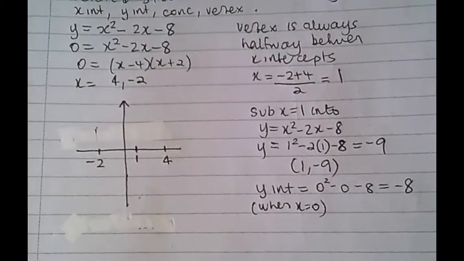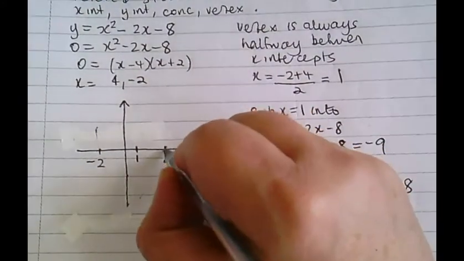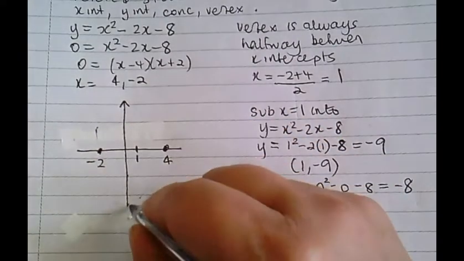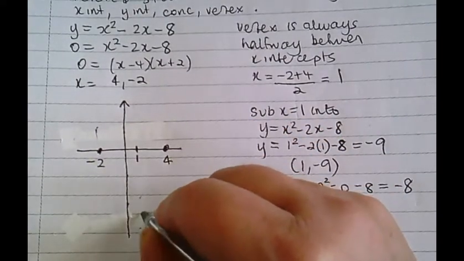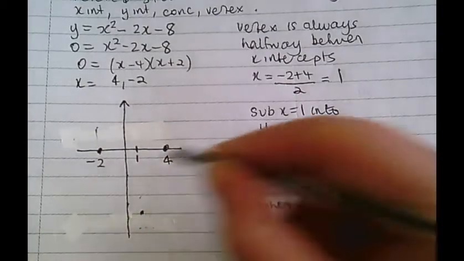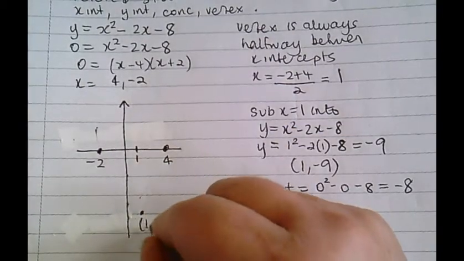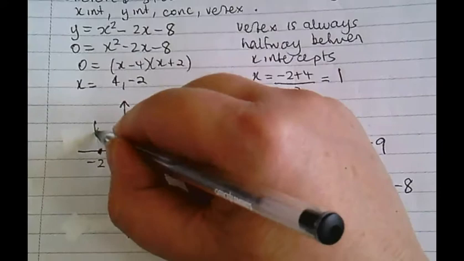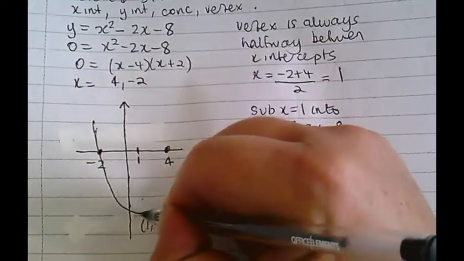All right, we've got enough to sketch. It cuts at 4 and -2. The vertex is 1, -9. I'm going to say it's down here. It doesn't have to be to scale. 1, -9. And the y-intercept, sorry, is -8. So just going to draw it nicely.